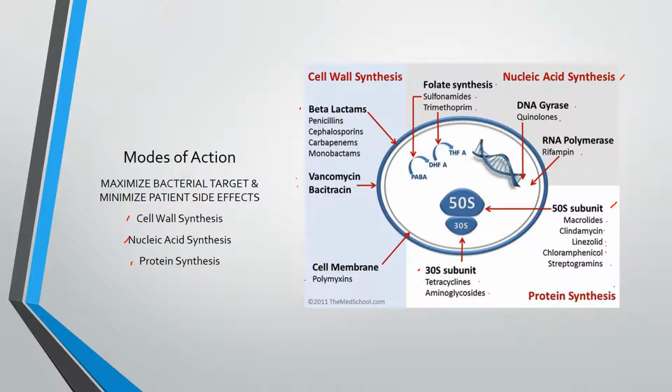And you can see some target the large subunit, the 50S, and some target the small subunit, the 30S. The small ones are the tetracyclines and the aminoglycosides. The 50S: macrolides, Clinda, linezolid, chloramphenicol, and streptogramins. So all of these, look at the large choice of antibiotics that you have to choose from with different targets.